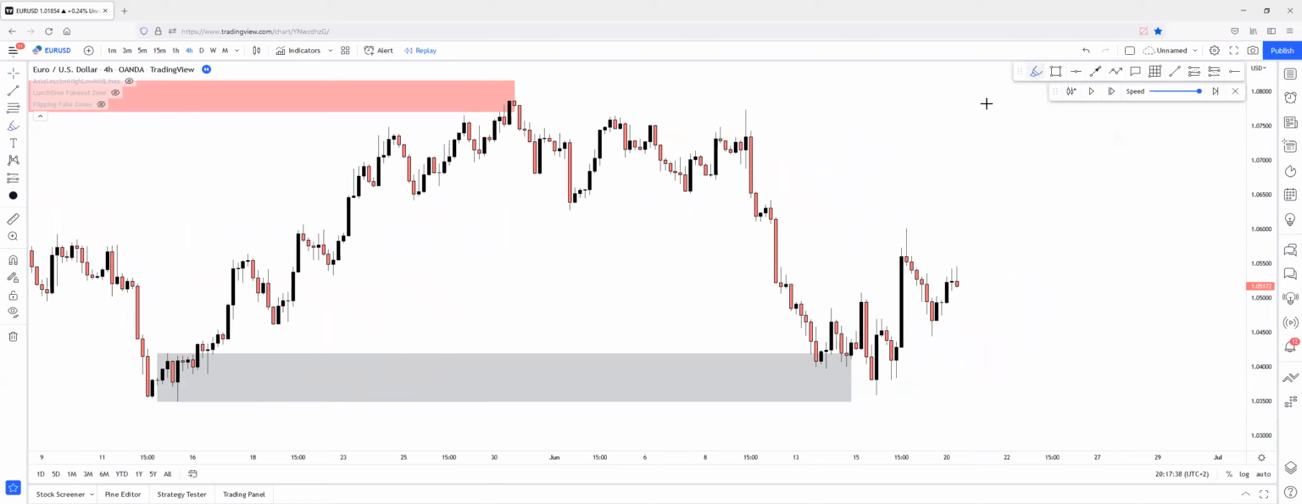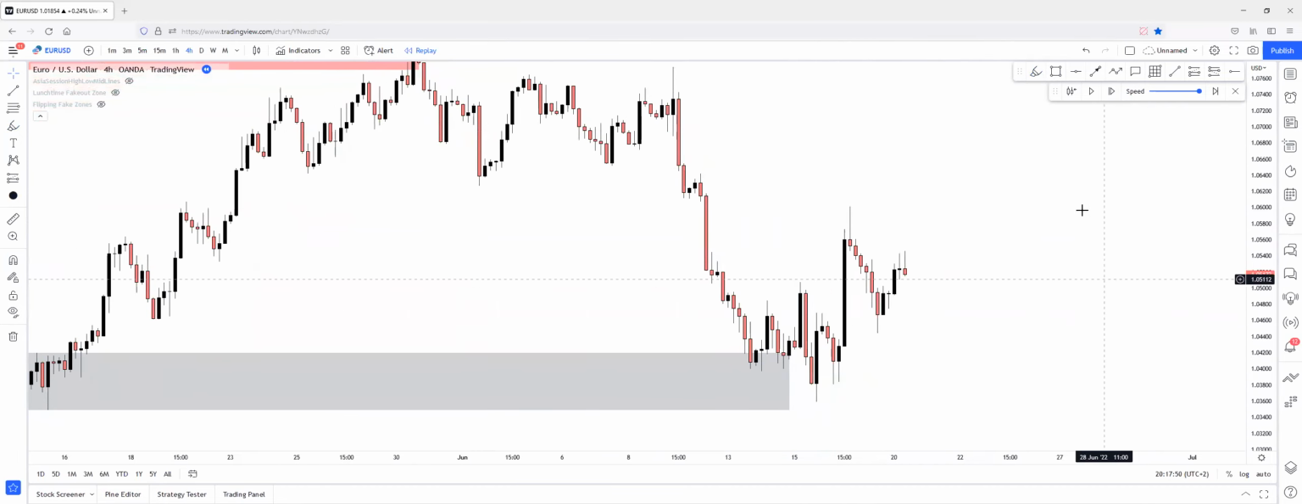But we know that the daily demand zone has been tapped here. Liquidity has been swept into this demand, and after the liquidity sweep, a strong reversal had just happened. So basically, a change of character has happened here, and a strong change of character has happened here too. The thing we can do on the 4-hour chart is to mark this 4-hour demand zone that has caused the change of character on the 4-hour time frame.